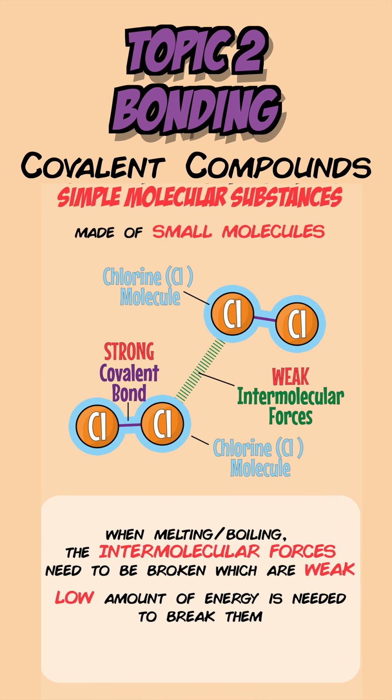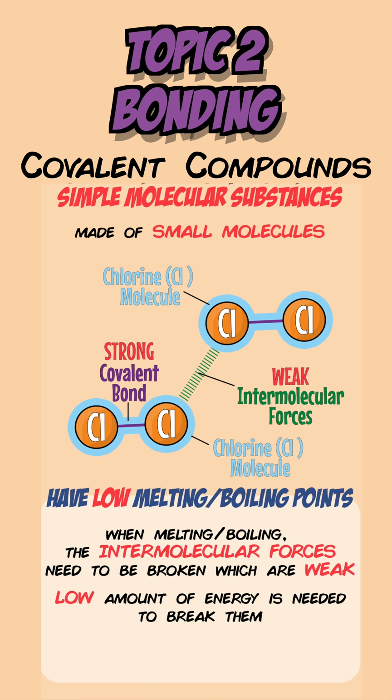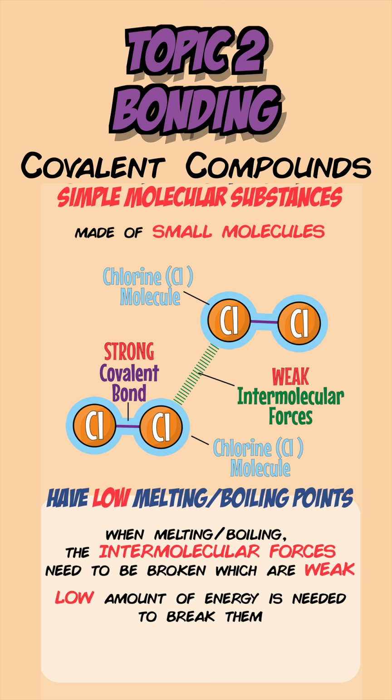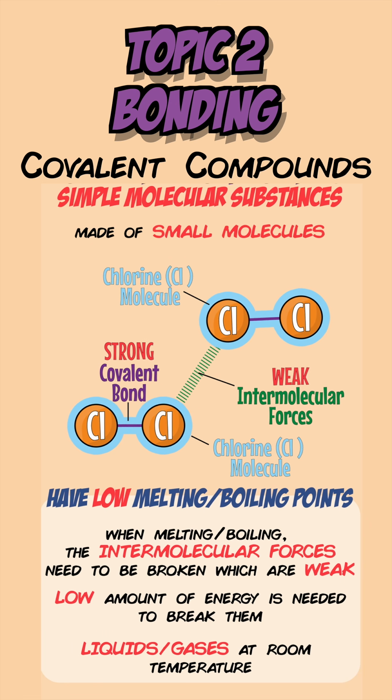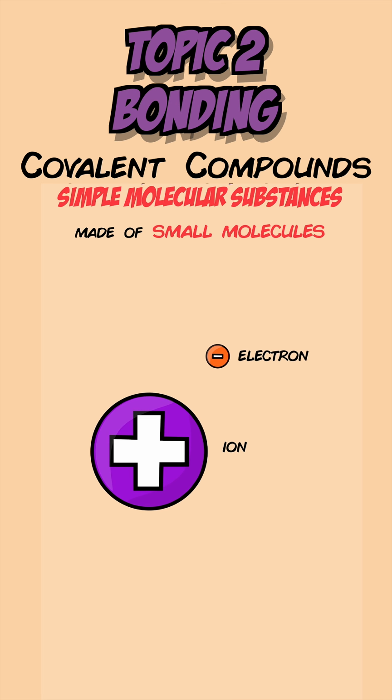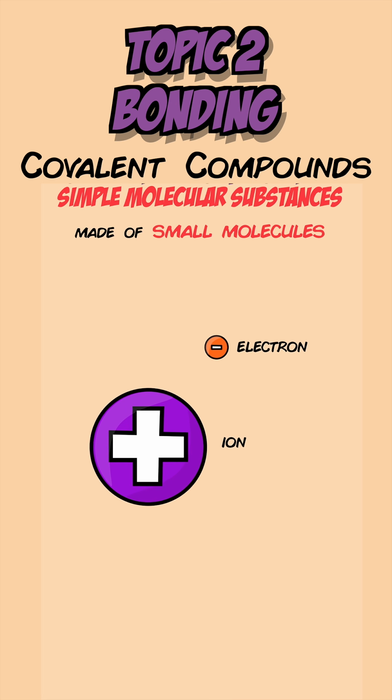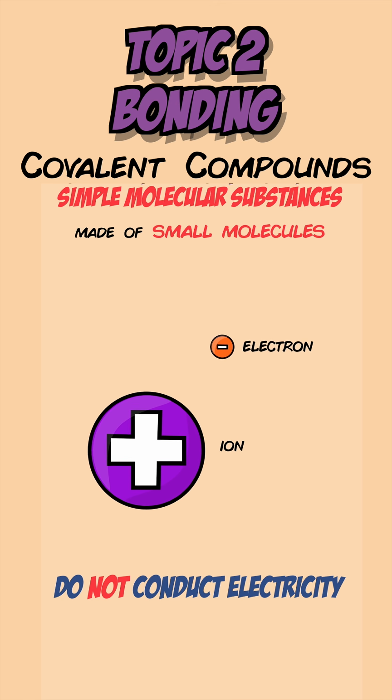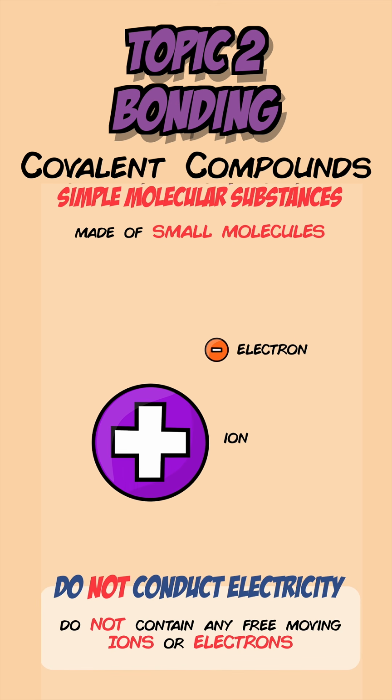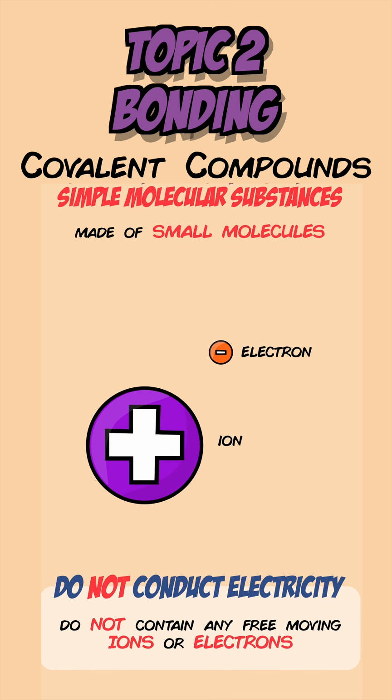This gives simple molecular substances low boiling and melting points, and it explains why they're usually found as liquids or gases at room temperature. Simple molecular substances do not have an overall electric charge, therefore they do not conduct electricity because they don't contain free moving electrons or ions.